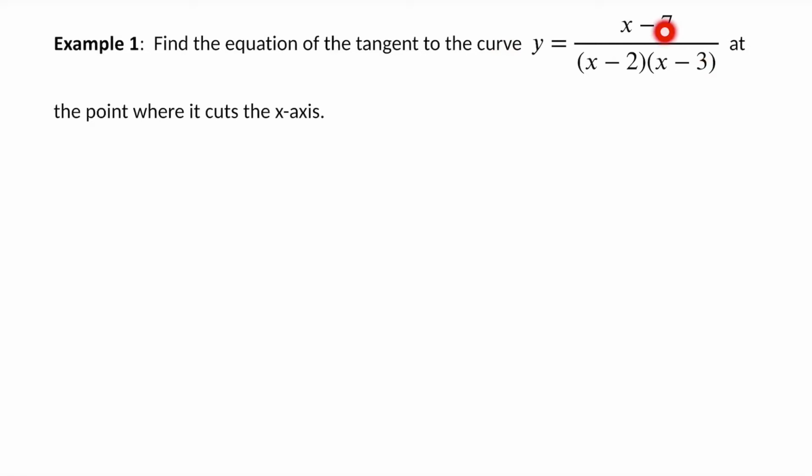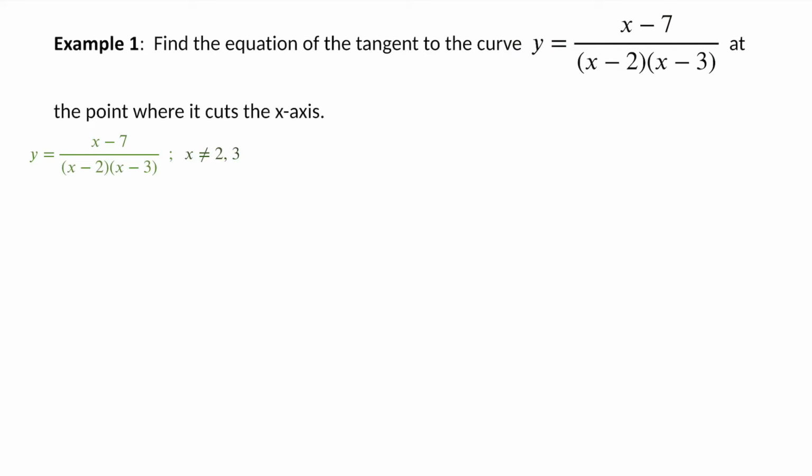So here our task is to find the equation of the tangent to this curve at a particular point where this curve cuts the x-axis. Okay, so here we need to do two things before we can find the equation. First, we need to find the coordinates of the point where this curve cuts the x-axis, and then we also need to find the slope of the tangent to this curve at that point, which means the value of dy by dx at that particular point, and then we can find the equation of the tangent.